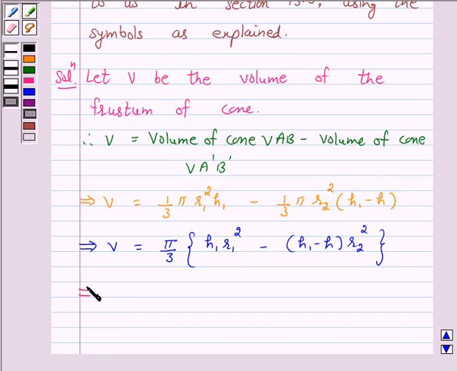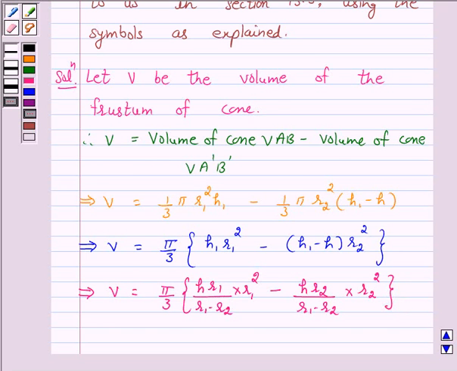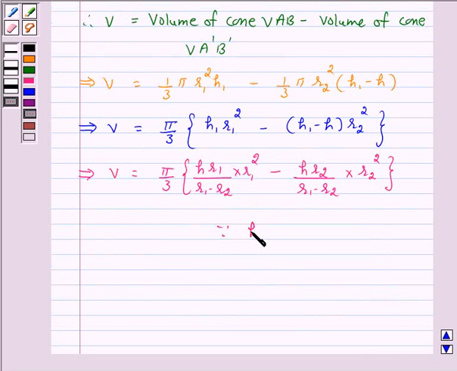This implies V is equal to pi by 3 into, now in the previous question we have solved h1 is equal to h r1 upon r1 minus r2 into r1 square minus, similarly we have solved h1 minus h is h r2 upon r1 minus r2 into r2 square. Because h1 is equal to h r1 upon r1 minus r2 and h1 minus h is equal to h r2 upon r1 minus r2.